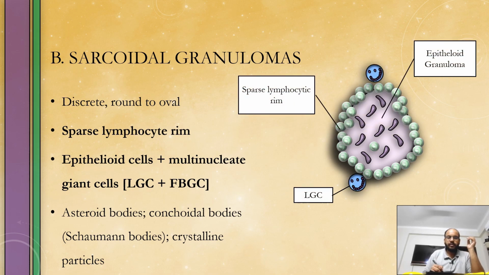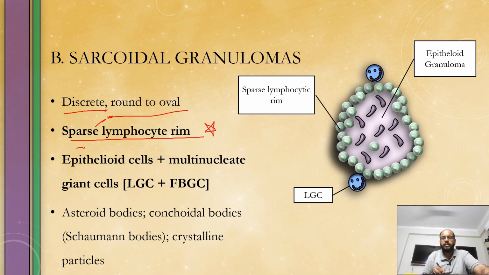Okay, so in the previous slide we saw what we discussed, tubercular granulomas, and now we're going to discuss sarcoidal granulomas. Okay, so in sarcoidal granulomas they are discrete. That means you can easily make out they are separate. Okay, you can easily find that yes, this is a granuloma. In the previous slide, we saw that it was a bit difficult for us to actually separately see granulomas. Okay, they are discrete round to oval granulomas, and they have a sparse lymphocytic rim.